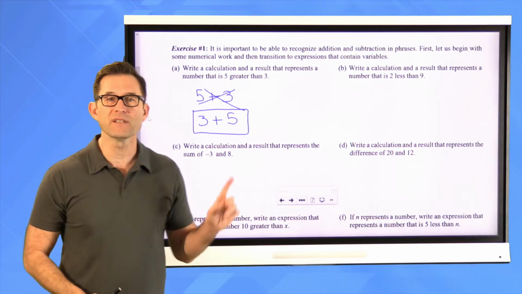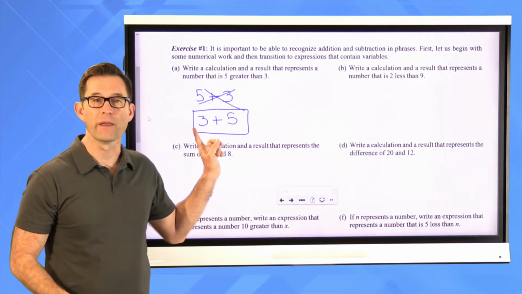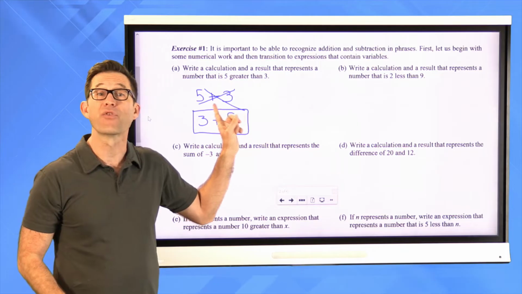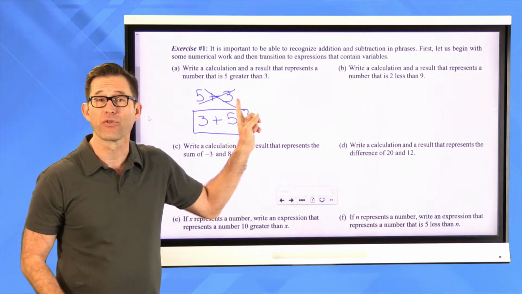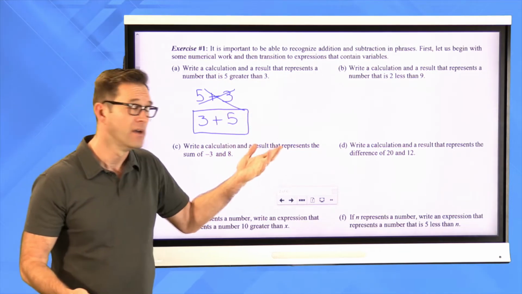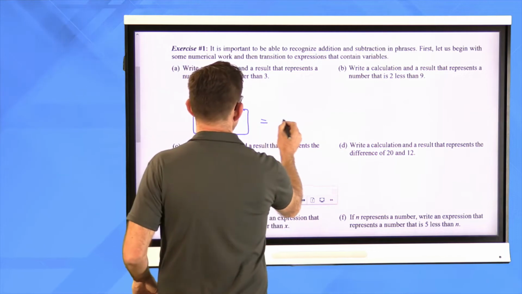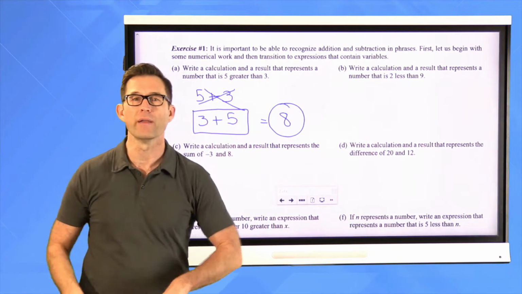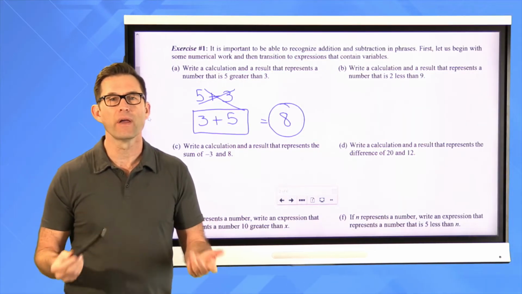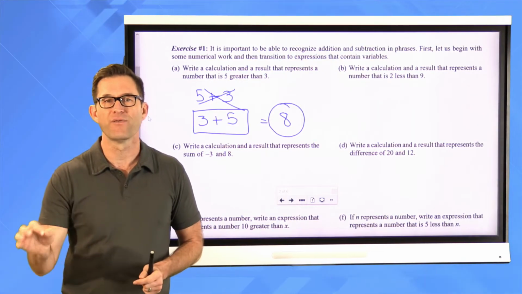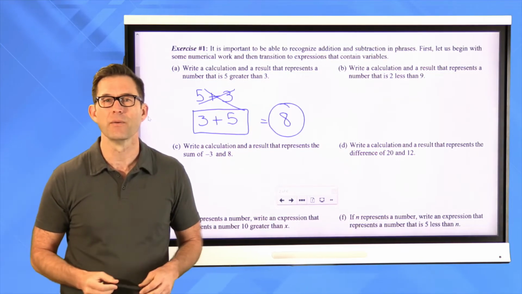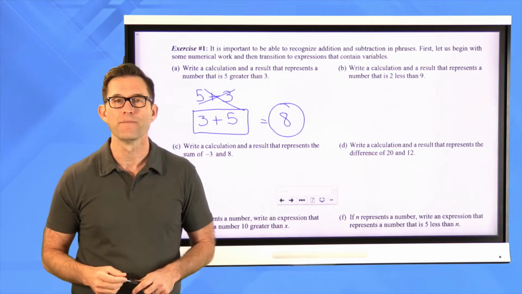Because really, this expression says we start with 3 and we add 5 to it. This expression really is 3 more than 5, or 3 greater than 5. Of course, we all know what the answer is to this. It's equal to 8. But that's the expression I hope you have, right? A number that is 5 greater than 3 is 3 plus 5. It is also 5 plus 3, but that actually means something a little bit different. Let's take a look at letter B.